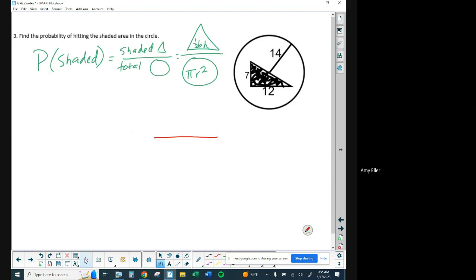So I'm going to go with the triangle first. 1/2 base times height. There is a right angle in here. I'm sorry, it's not very easy to see, but there is a right angle there. So lucky for us, 7 and 12 are perpendicular, so they are base and height.